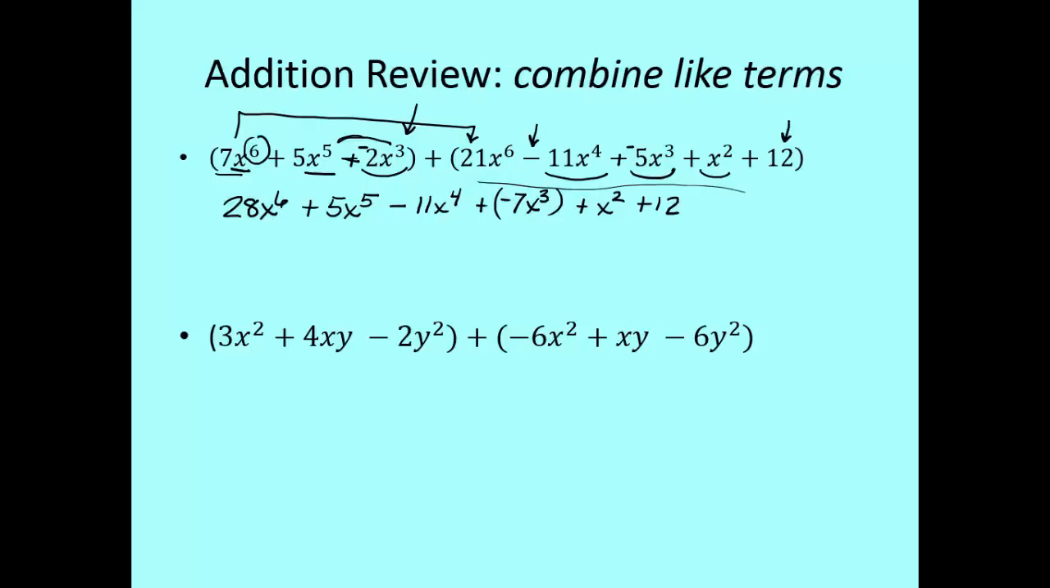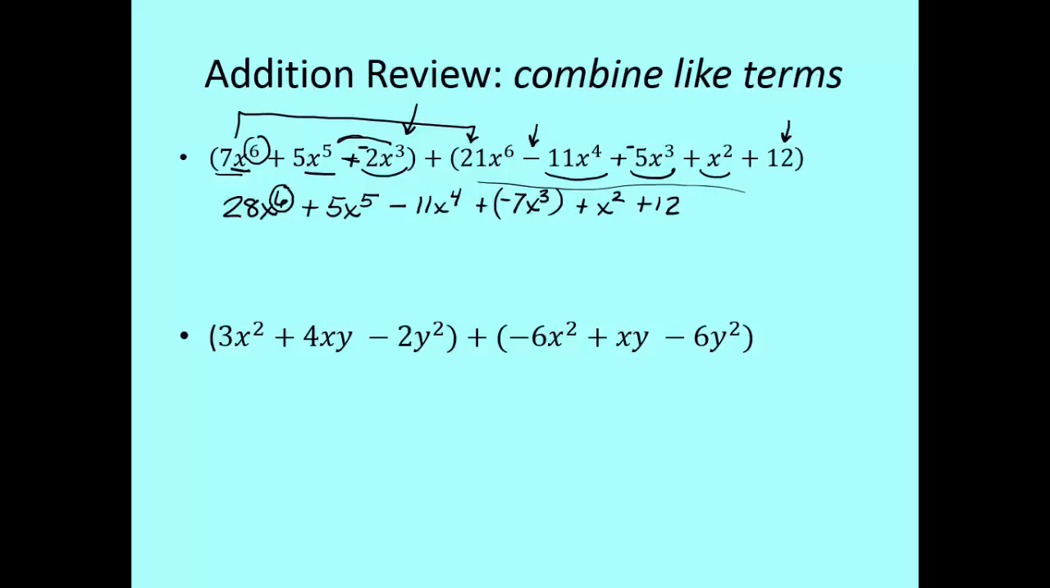Notice that when I wrote out my answer, I wrote them in order of the exponents from the largest down to the smallest. This 12 without an x is also like x to the 0 power, so it goes at the end, even though we don't write it that way. Remember, x to the 0 is equal to 1. 1 times 12 is 12. So when you're writing your answer, you need to arrange it in descending powers of the main variable.